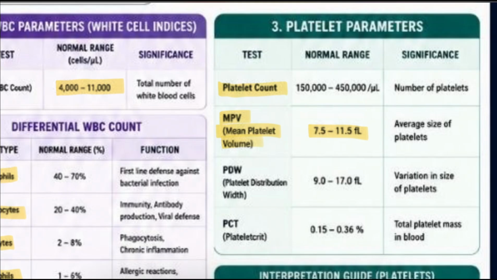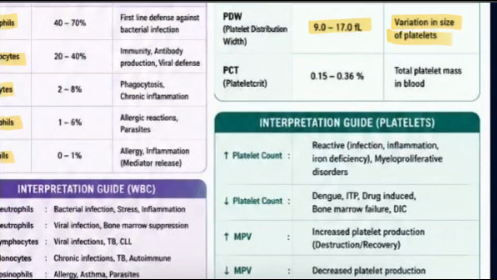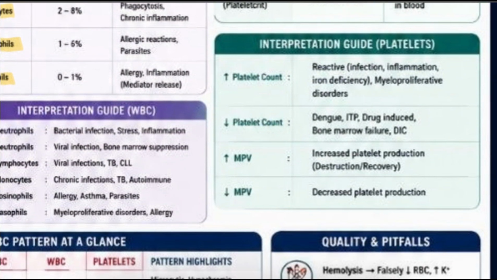Okay, next we can see PDW, platelet distribution width. The normal is around 9.0 to 17.0. It helps to find out the variation in size of platelets. Next is PCT, plateletcrit, 0.15 to 0.36 percent, for finding the total platelet mass in blood.